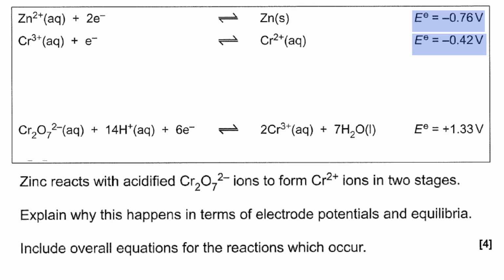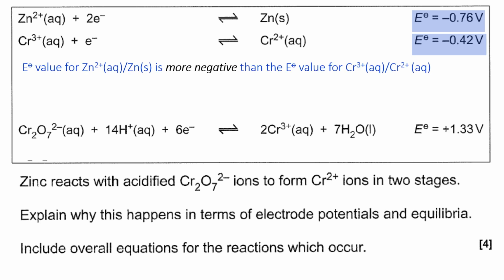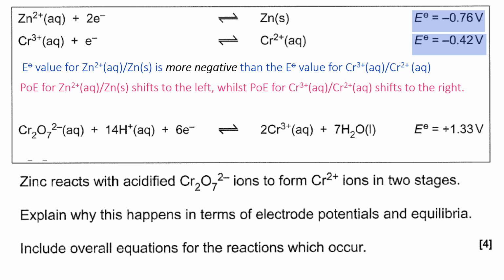So next we turn our attention to the Cr2+ and find the half equation that contains that. So again, the electrode potential value for zinc is more negative, at minus 0.76, than the electrode potential value for Cr3+ at minus 0.42. So once more, the position of equilibrium for zinc shifts to the left, whilst the position of equilibrium for Cr3+ shifts to the right.